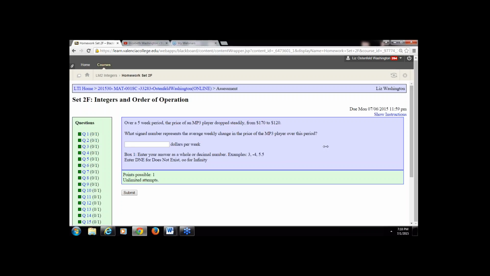All right, so it says, over a 5-week period, the price of an MP3 player dropped steadily from 170 to 120. What signed number represents the average weekly change in the price of the MP3 player? Okay, the average weekly change. So that should be pretty good.